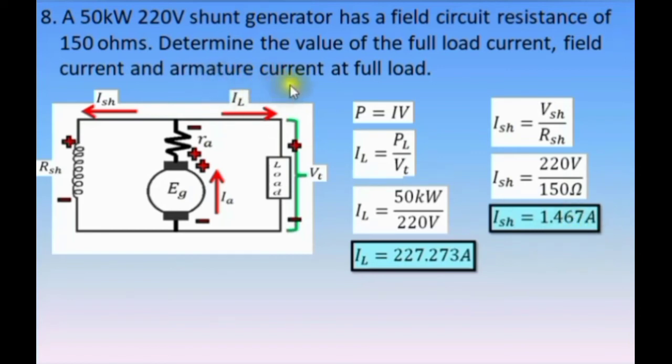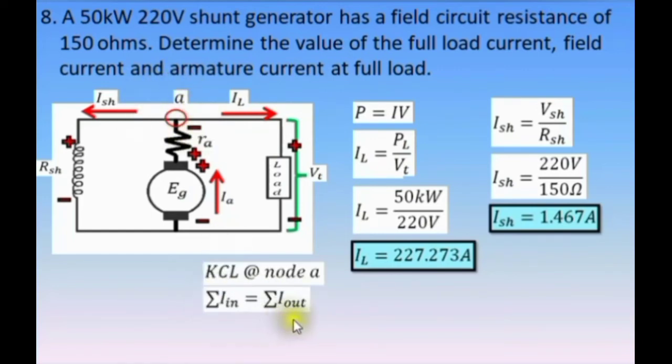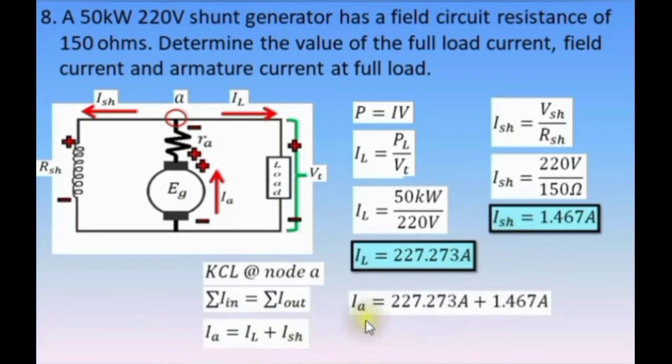And for the armature current, at this node, let's say node A, Kirchhoff's current law at node A, summation of current in equals summation of current out. IA equals IL plus ISH. Substitute the values of load current and shunt field current to this equation. We have IA equals 227.273 amperes plus 1.467 amperes. The answer is 228.74 amperes.